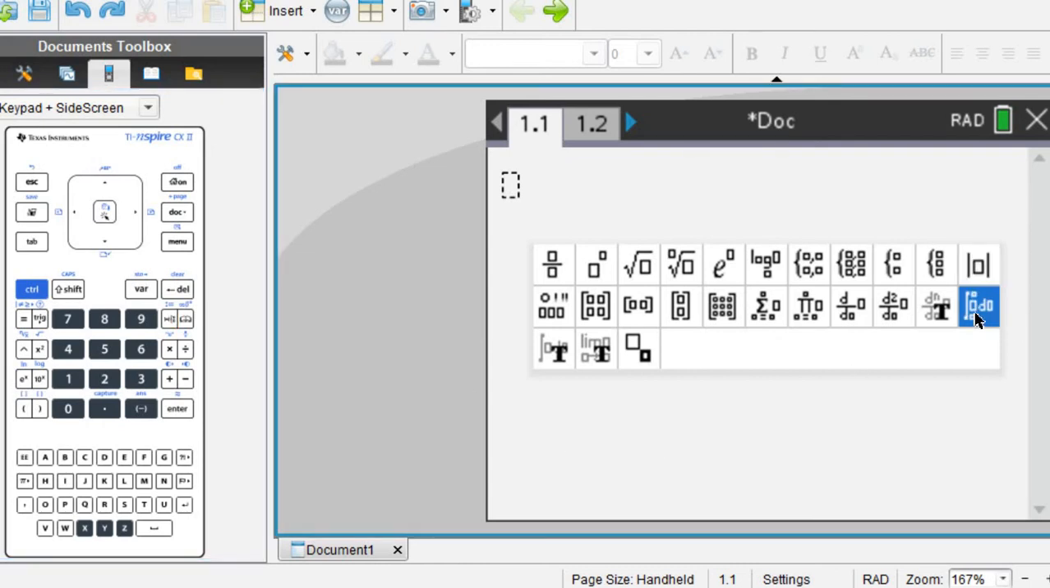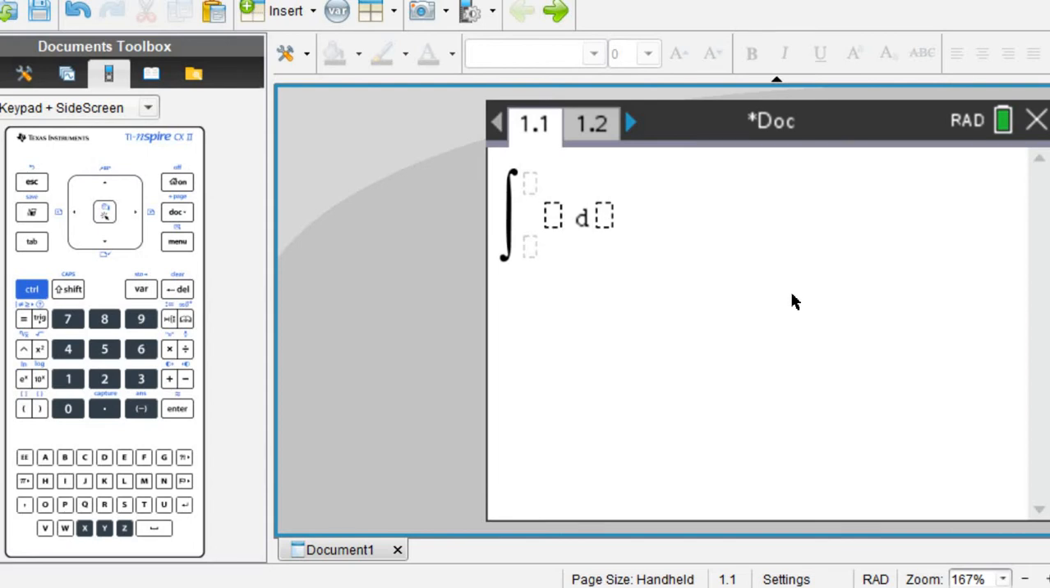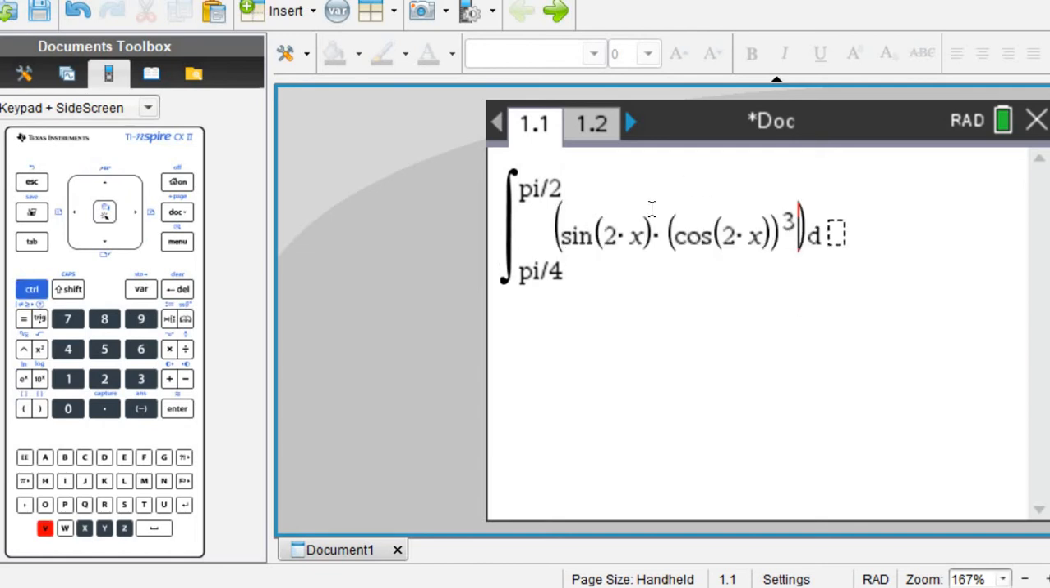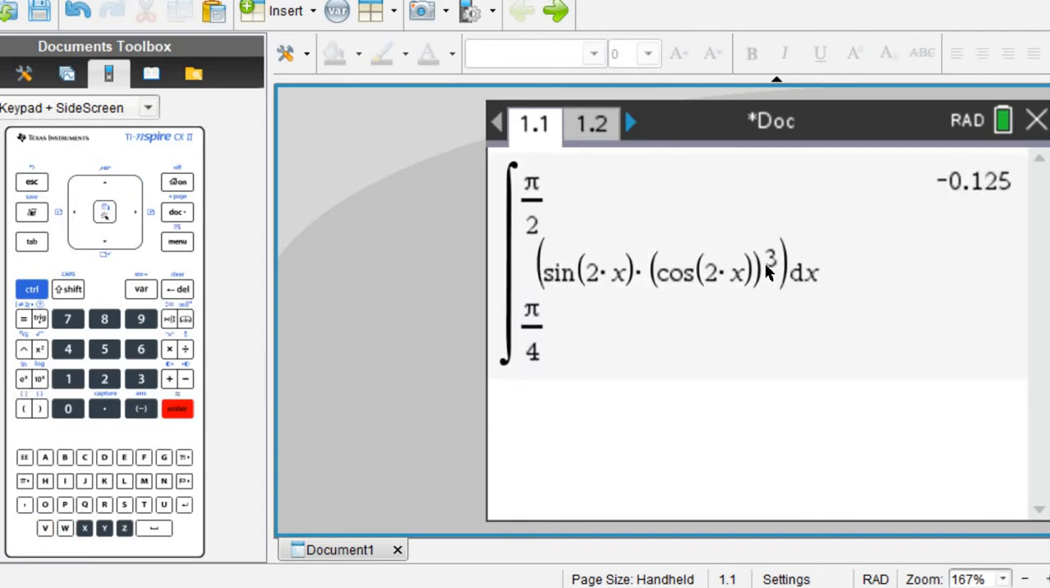for the definite integral. If you choose that, and we're going from pi on 4 up to pi on 2, and there's the function. Okay, make sure you've got brackets around this. There's no way of entering the cos cubed 2x notation. It has to be cos of 2x cubed. And that's dx. There we have it, negative 0.125 or negative 1/8.